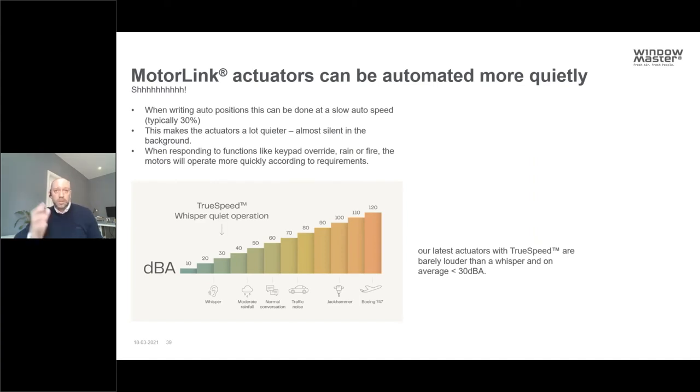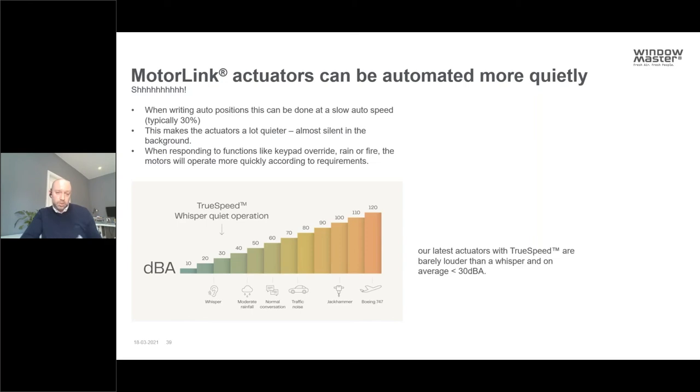And the first big step forward by using motor-link actuators is that we can operate them at different speeds. So when we write those auto positions that we talked about a minute ago, instead of doing that at a fixed speed, we can do that at a far reduced speed, and that helps to keep the noise of the actuators right down to below background level, almost silent, when we're using automated functions. And that means the BMS can do what it needs to do in terms of window automation, but without intruding on the people in the space in terms of learning or meetings, and it can be done really nice and quietly in the background.